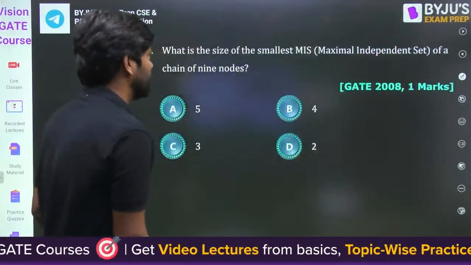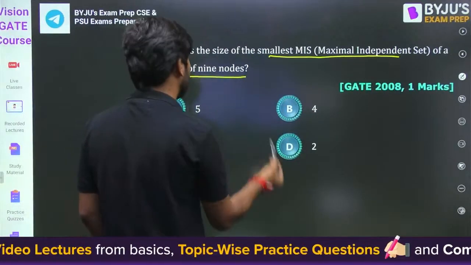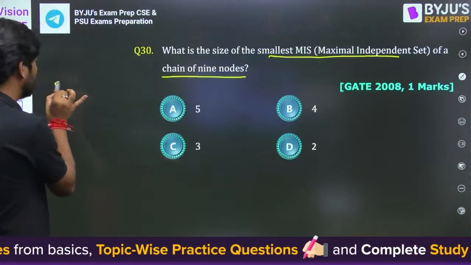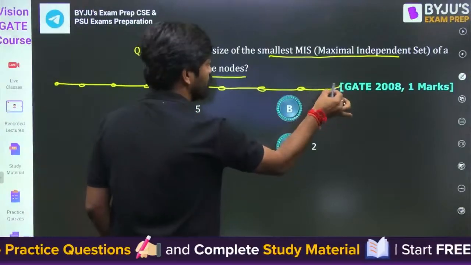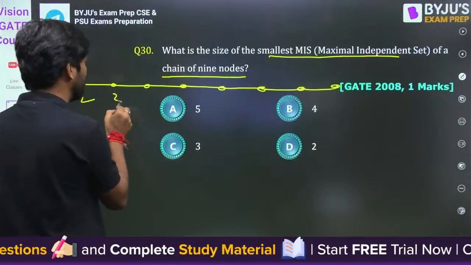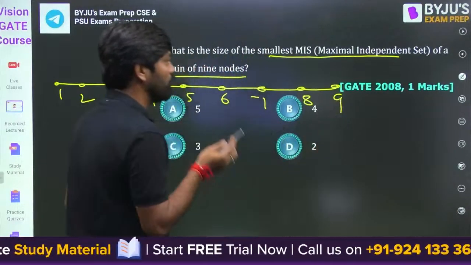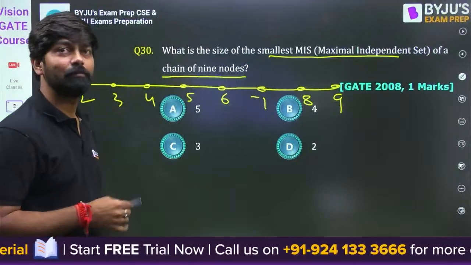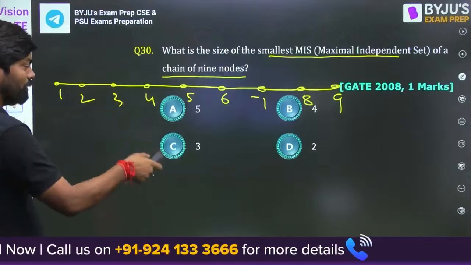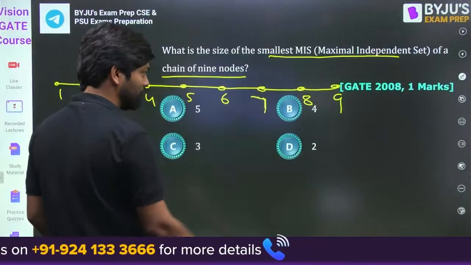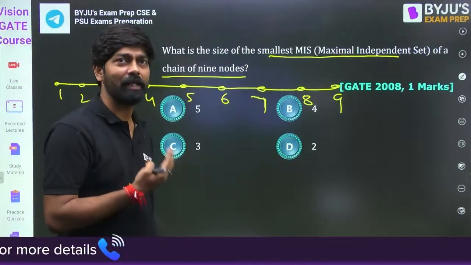What is the size of the smallest maximal independent set of a chain of 9 nodes? They are telling a chain of 9 nodes: 1, 2, 3, 4, 5, 6, 7, 8, 9. We have 9 nodes, and they are talking about the smallest MIS. Maximal independent set, independent set means no adjacent vertices will be there.